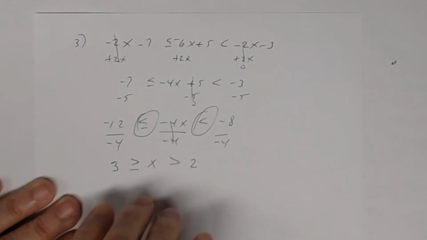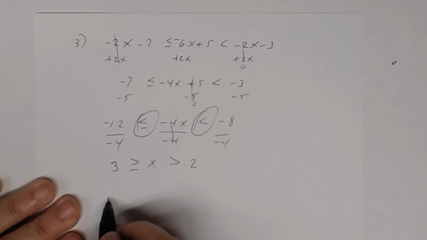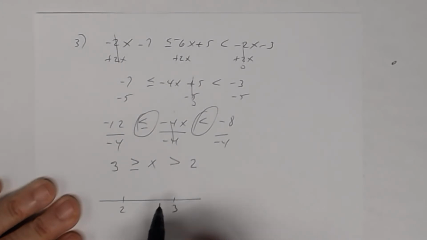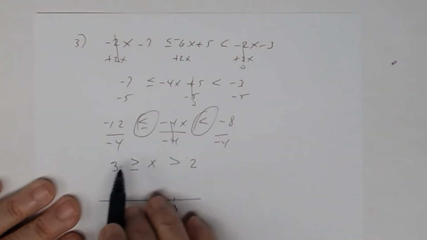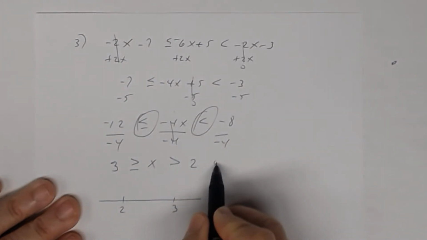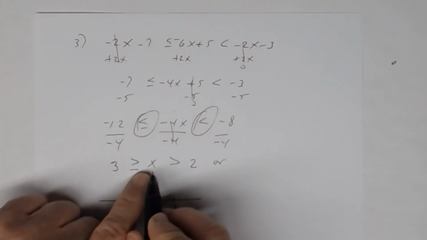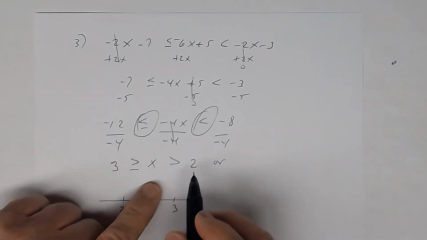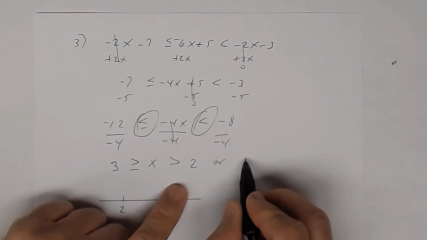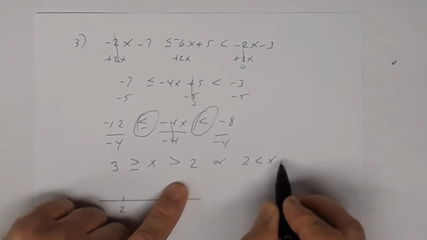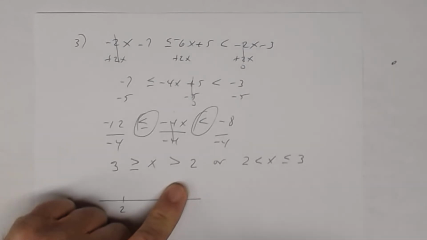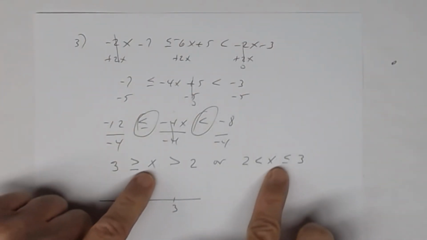When you draw the graph, though, make sure you put this in the correct order. 2 must be listed first, and then 3 is second. Sometimes this confuses students, so what you may want to do is to rewrite what you see here. So 3 is greater than or equal to x is greater than 2 is the same thing as saying, going backwards, that 2 is less than x is less than or equal to 3. So those are the same things.